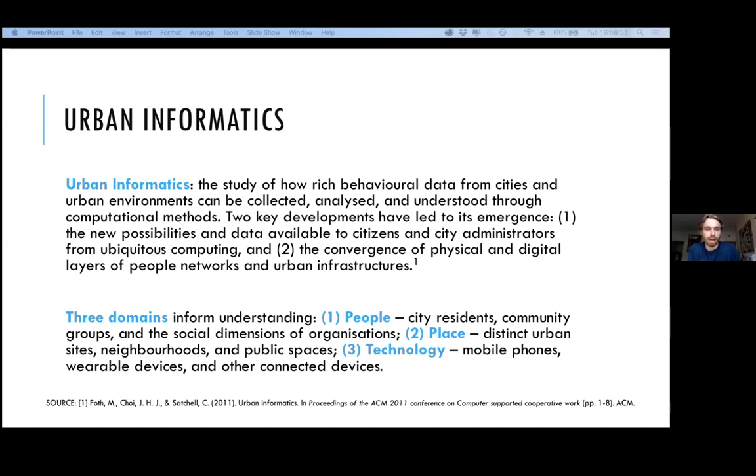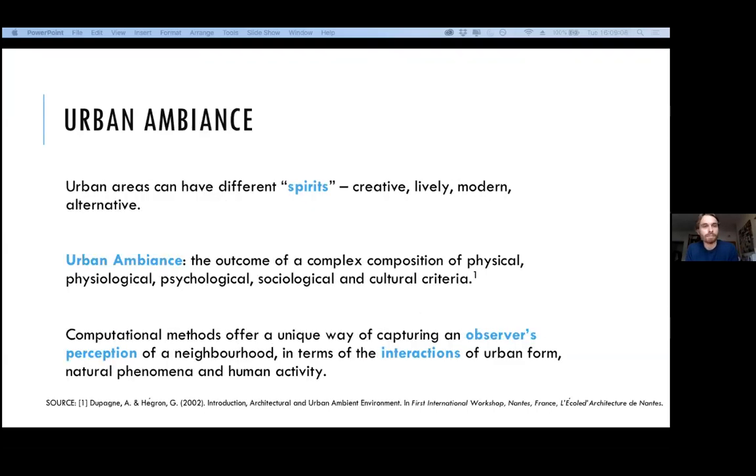This work, which I'll be going into in more depth, fits between people and place in some ways. It's looking at city residents, and how they characterize the places in which they live. This work is therefore under the umbrella of urban ambience. The urban ambience literature characterizes cities in terms of spirits, or different ways of trying to conceptualize how a neighbourhood feels to the people who visit it and the people who live there. It's an outcome of a complex composition of physical, physiological, psychological and sociological criteria. But we're just interested today in the psychological criteria lens.